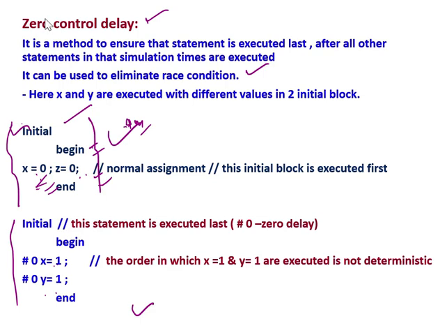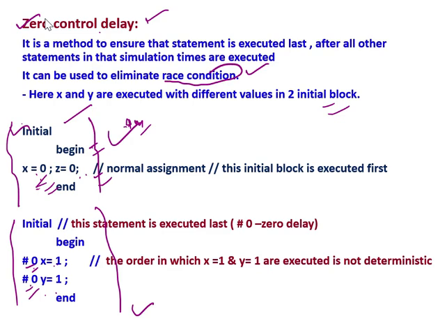So what Verilog provides is zero control delay. To eliminate this race condition, as these two blocks are executed in parallel, if we write #0 and #0, then that assurance will be provided by Verilog that this block will be executed at the end. Here x and y are assigned different values in the two initial blocks, that is what I mentioned.